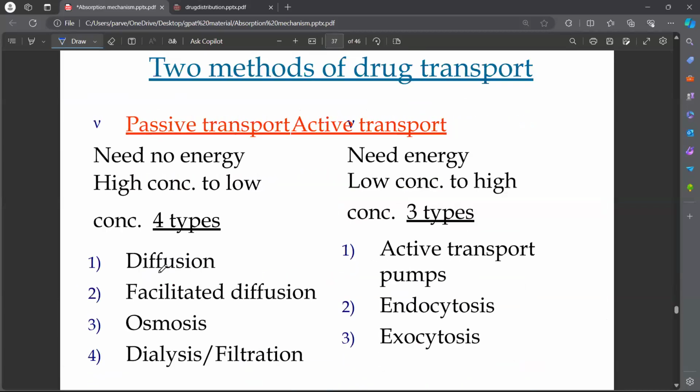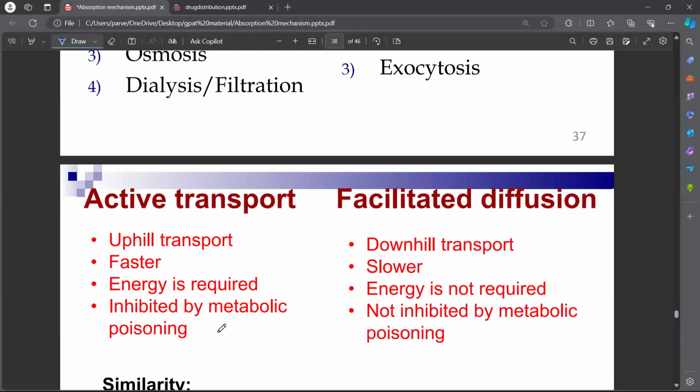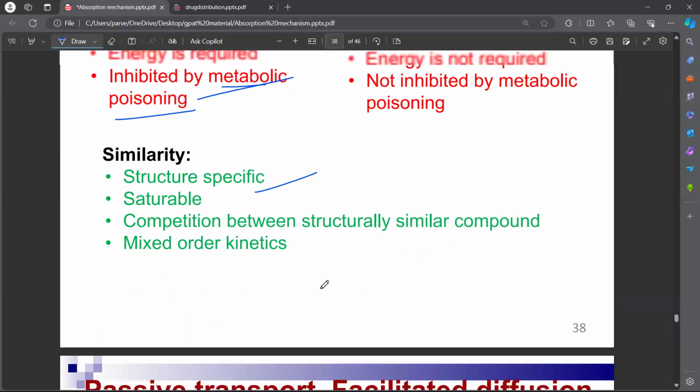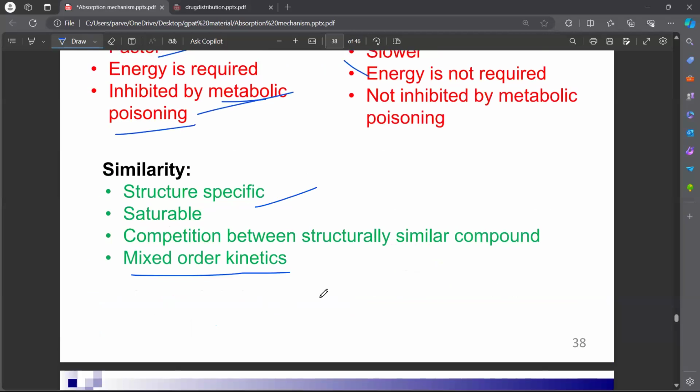Active transport is uphill transport, faster, requires energy, and is inhibited by metabolic poisons. Downhill transport is slower, requires no energy, and is not inhibited by specific compounds. It is saturable, specific, and follows mixed order kinetics. Nonlinear kinetics is also known as mixed order kinetics because initially it follows first order, and after saturation it follows zero order. So two types of order kinetics are followed, which is why it is known as mixed order kinetics. So this is the overview.